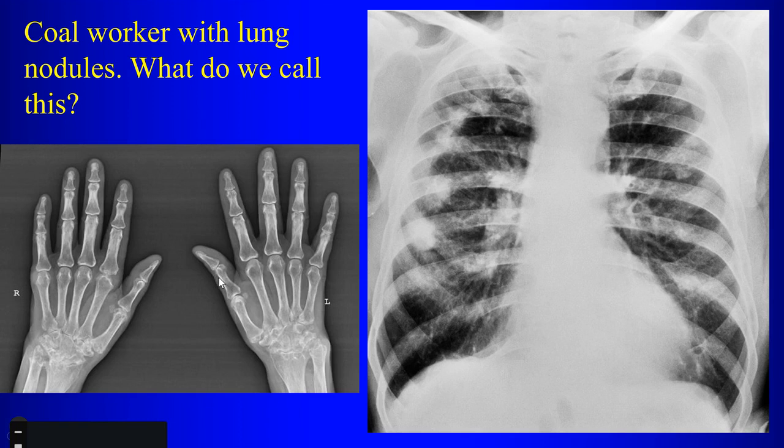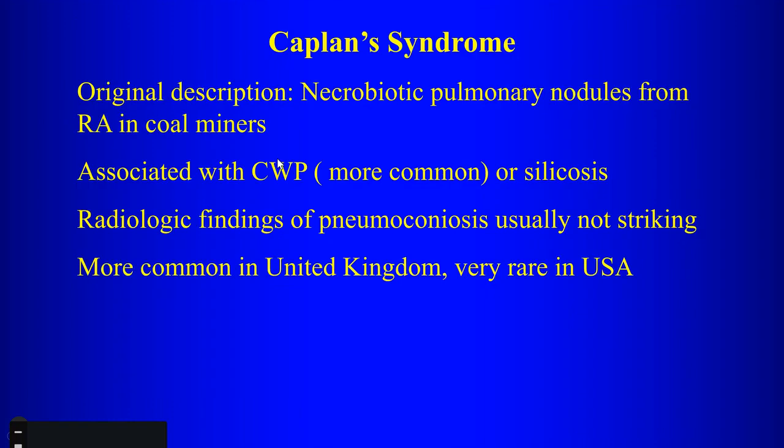Caplan syndrome is patients with rheumatoid arthritis who are also coal workers. They can develop coal workers' pneumoconiosis, but they also develop nodules in the lungs. The nodules are necrobiotic rheumatoid nodules. For some reason, the exposure to the coal or the silica accelerates the development of these necrobiotic nodules within the lungs, right? So those are rheumatoid nodules that can form within the lungs, associated with coal workers' pneumoconiosis or silicosis.